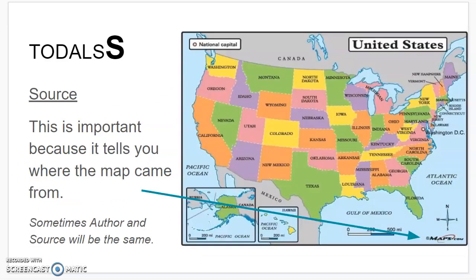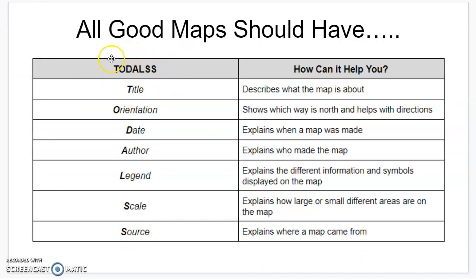Lastly, we have the source, which is very similar to author. I wouldn't give it too much worry. Basically, if you don't have an author but you have a source, so in this case, this came from maps.com, super cool site, as I'm sure you can assume. But once again, it gets into who made this map, how valuable of a source is it, should I trust it? So once again, these were your TOADSS, and they help you understand maps.